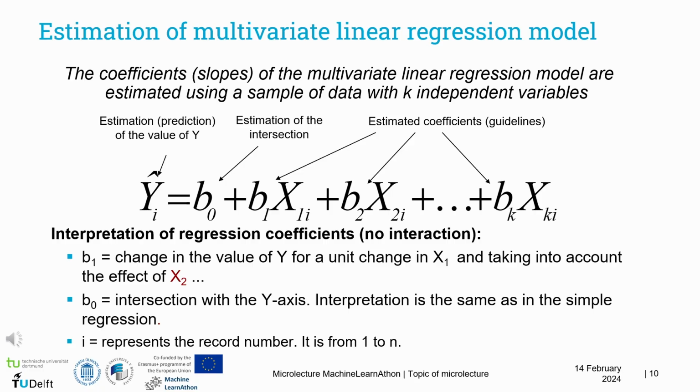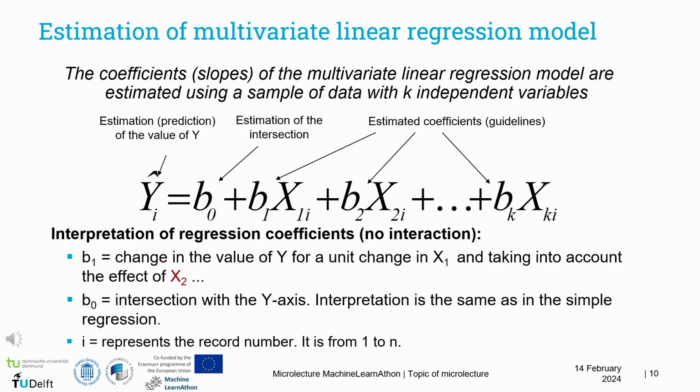We use real data samples to estimate these coefficients. The intercept b0 tells us the expected value of the dependent variable when all predictors are 0. This is also known as the intersection with the y-axis, just like in simple regression.